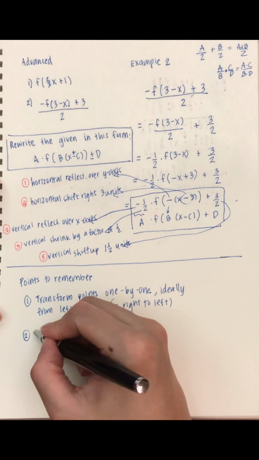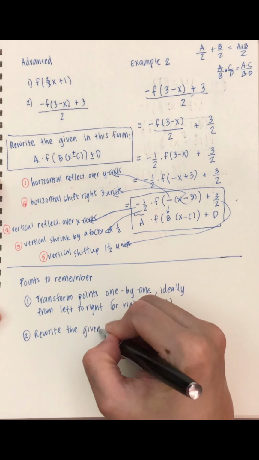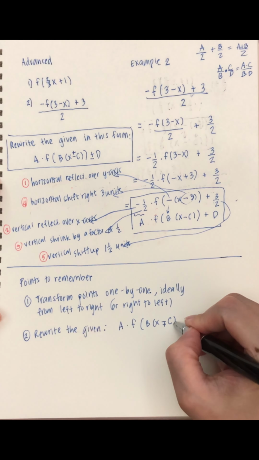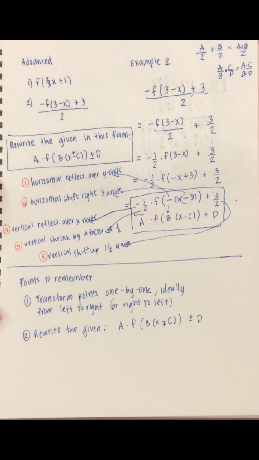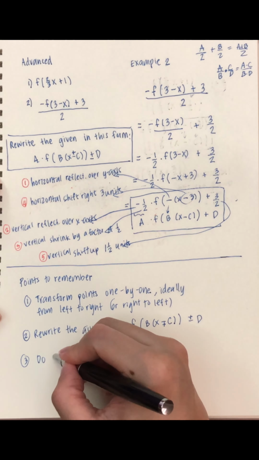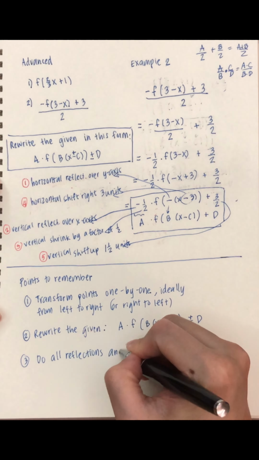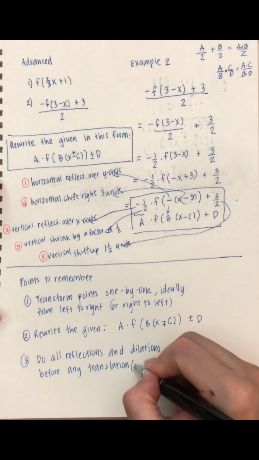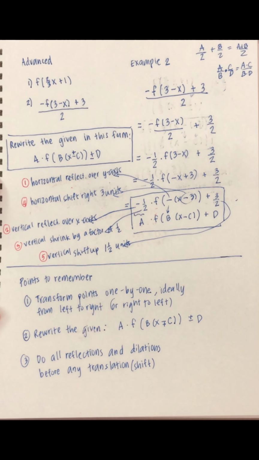Number 2, rewrite the given. It has to be in the form a times f of b, x minus or plus c, and then plus or minus d. And lastly, make sure to do all reflections and dilations before any translation, which we also call shift. That concludes this series, sketching transformations given the graph of the original function.